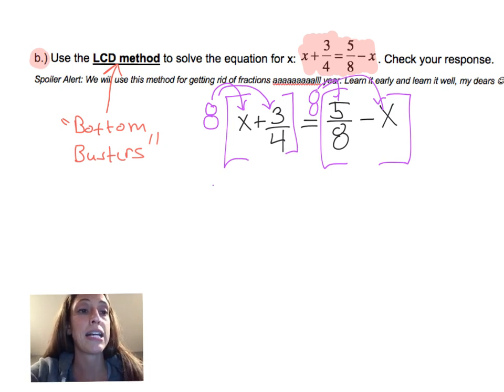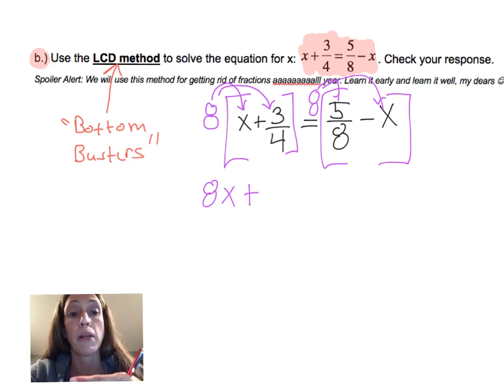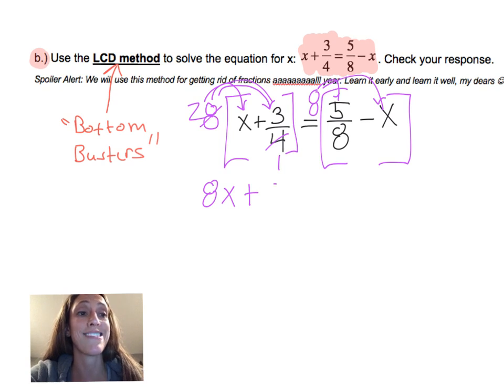So 8 times x gives me 8x. And then remember how I had you multiply fractions in the warm-up too? If we do 3/4 of 8, I'm going to use that cross-canceling technique. 4 goes into 4 one time. 4 goes into 8 twice. 2 times 3 is 6. So that's that left side simplified. And then I got to distribute 8 to 5/8. Again, 8 and 8 have a common factor. 8 goes into 8 one time. 8 goes into 8 one time. 1 times 5 is 5.